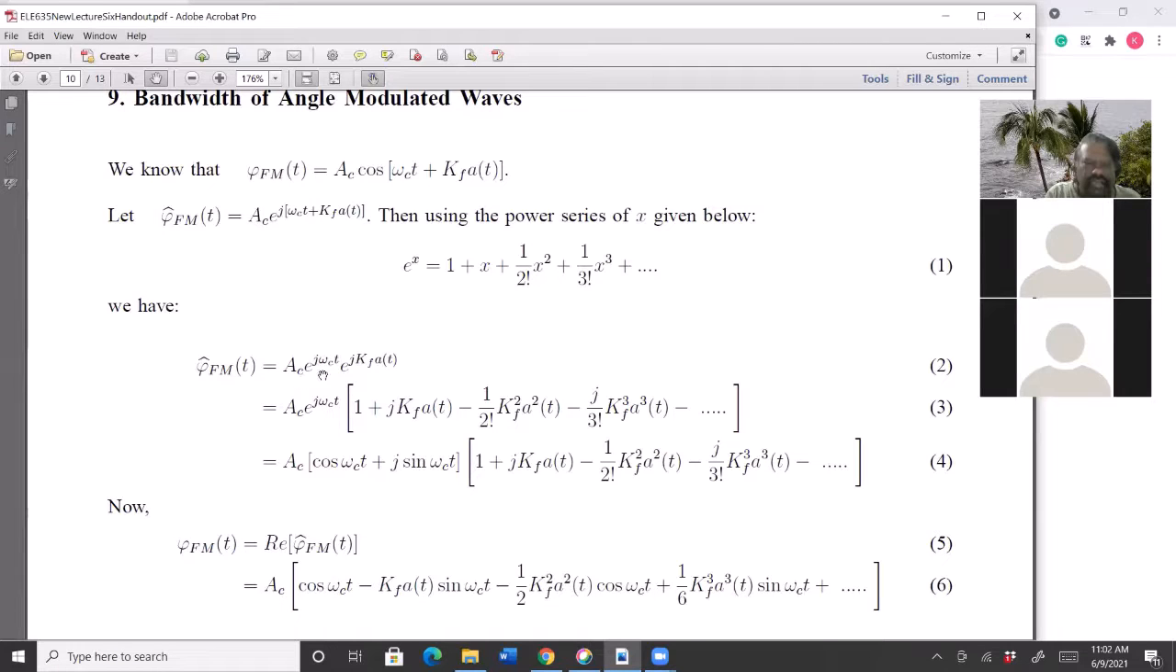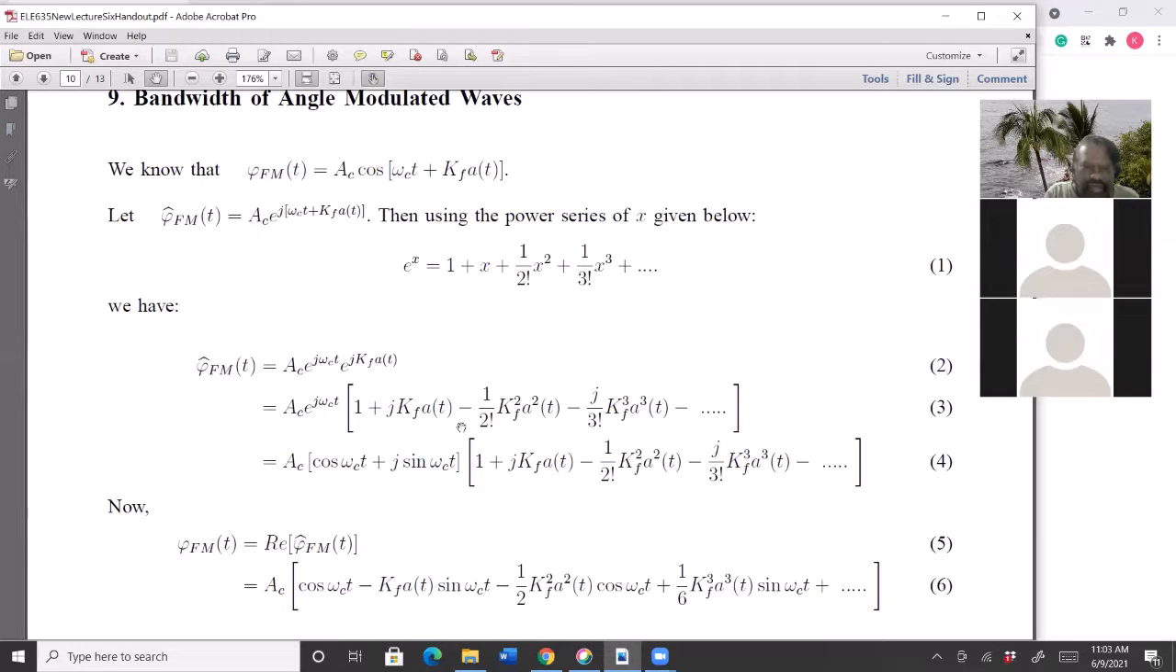So what we do is we first split this. We write A_c e^{jω_c t} times e^{jkα(t)}, because remember e^{n+m} is e^n times e^m. Now we keep this, and this part I expand using the power series for e^x. So 1 plus x, then it is x squared, but j squared is negative 1. That's why the j disappeared here, negative 1. And then j cubed is negative j. You remember j cubed is negative j, and so on.